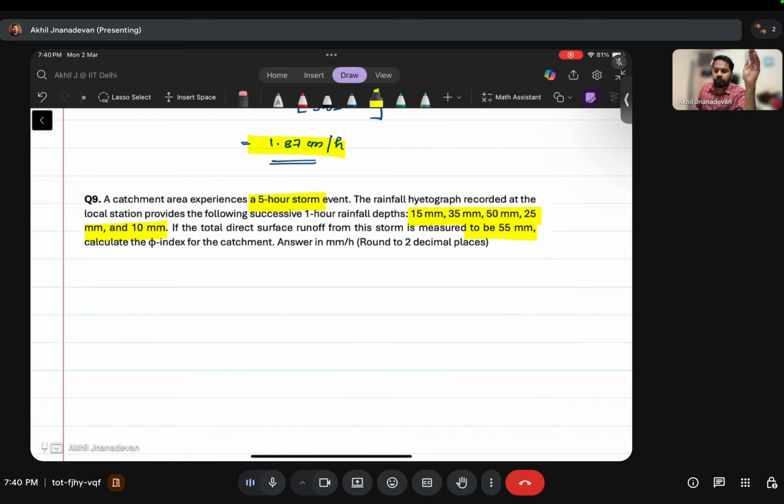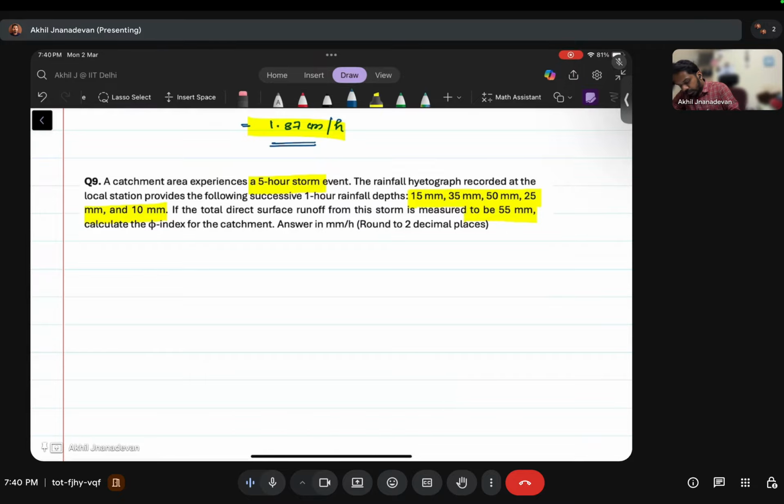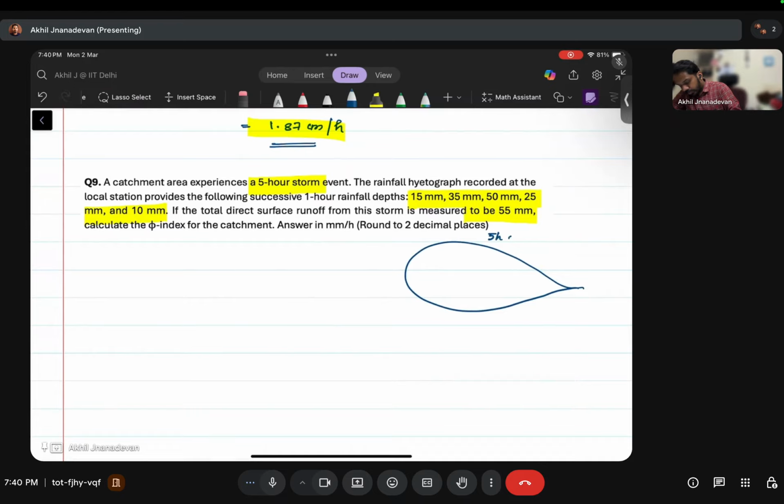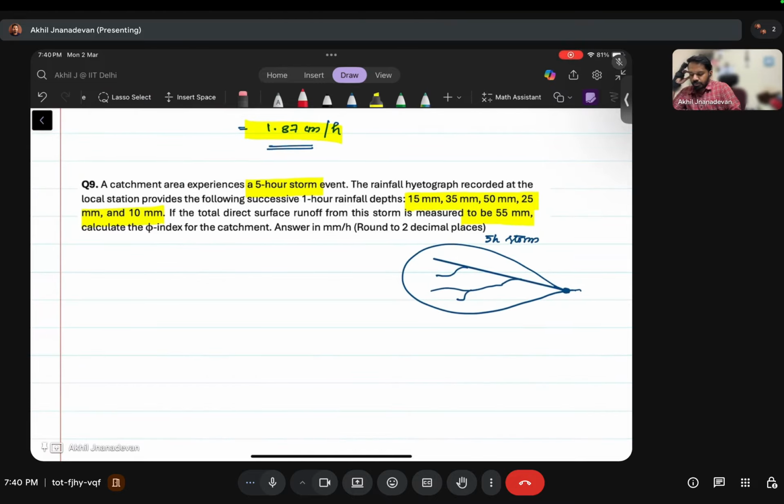So we need to understand what a phi index is first, right? The question is, there's a catchment and a 5-hour storm has occurred, and the water through the streams has reached the outlet point. This is a gauged catchment, and we know that at the outlet point the runoff was measured up to 55 mm, and the rainfall intensities were 15, 35, 50, 25, 10. So we need to find the phi index.